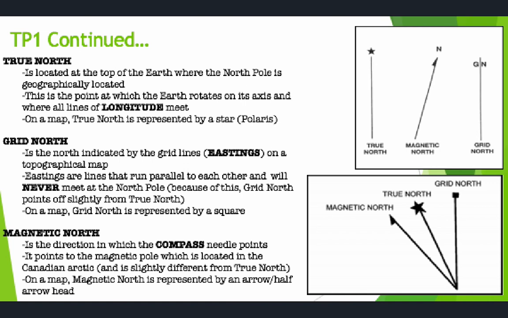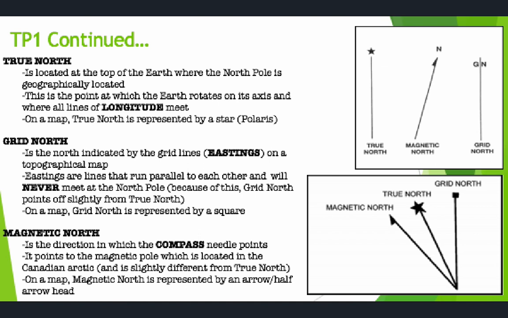Next is grid north. It is the north indicated by the grid lines, also known as the eastings, on a topographical map. Eastings are lines that run parallel to each other and will never meet at the North Pole. Because of this, grid north points off slightly from true north. On a map, grid north is represented by a square.